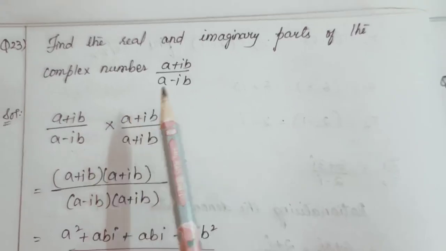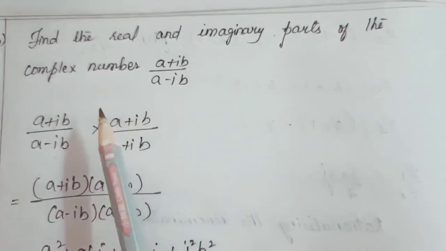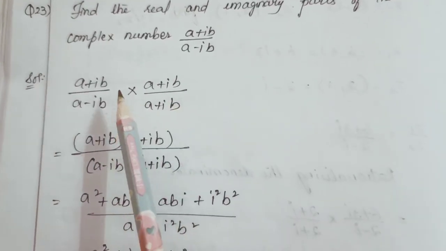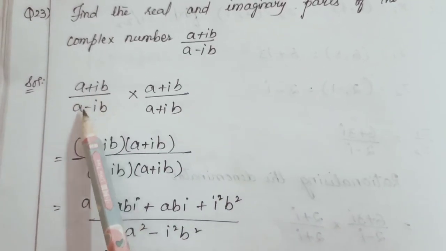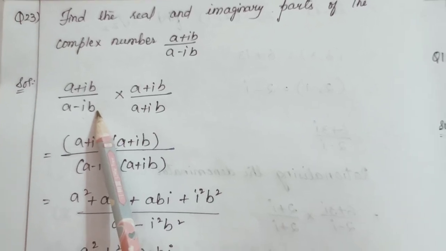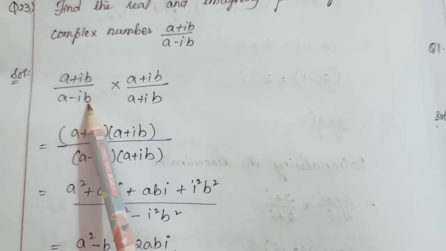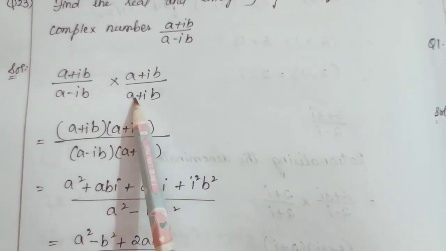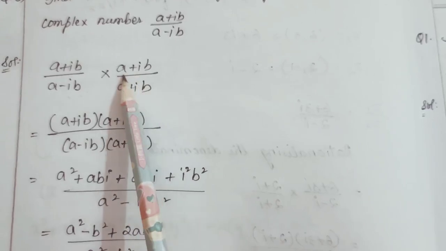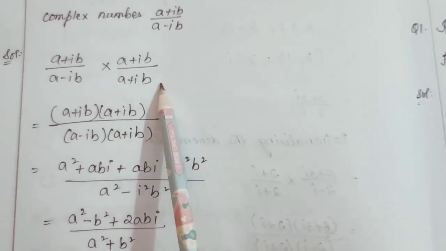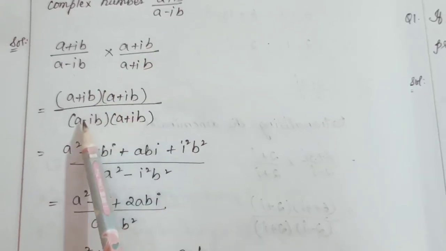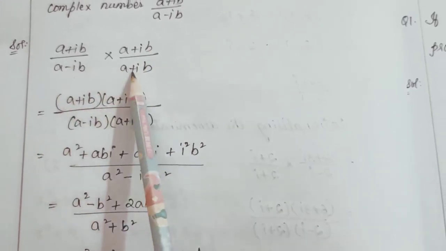Question number 23. Find the real and imaginary part of the complex number a plus ib by a minus ib. Since this is a fraction and the complex number is also there, rationalizing the denominator, multiply and divide by the denominator by changing the sign. Here minus is there, so plus will be there. A plus ib by a plus ib. Multiply the numerator and denominator: a plus ib into a plus ib by a minus ib into a plus ib.